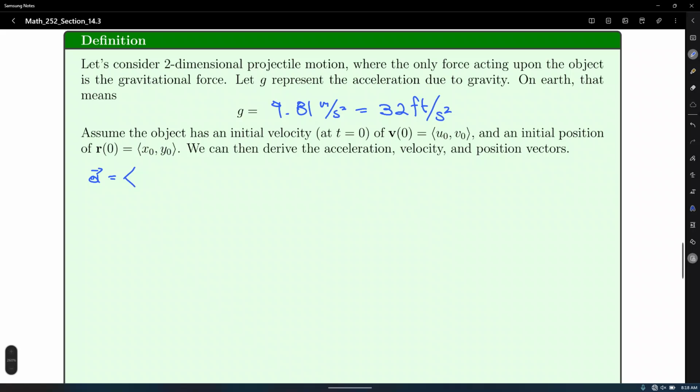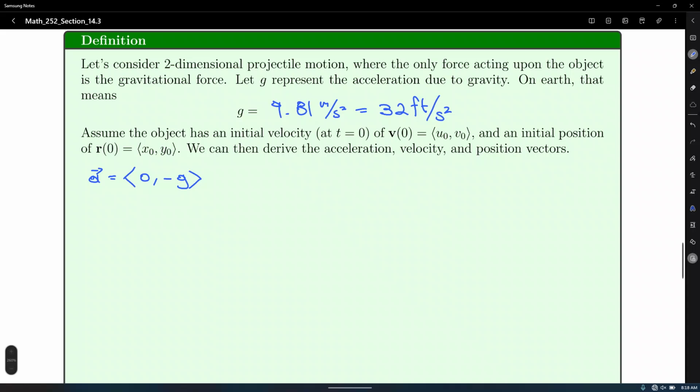0 and then negative 9.8. Well, let's do 0 and negative, let me call it negative g, all right? Because we're generalizing this, and depending on the situation, we may use the meters per second squared or the feet per second squared. So that will depend on the context of a particular situation. But in general, okay, so let's do this.